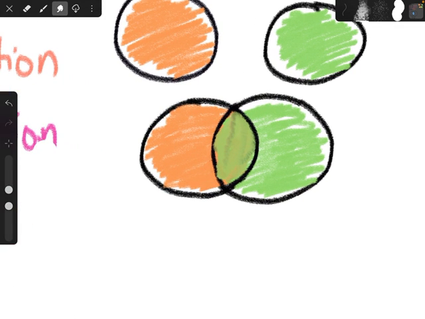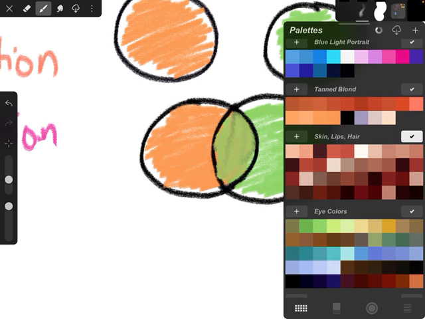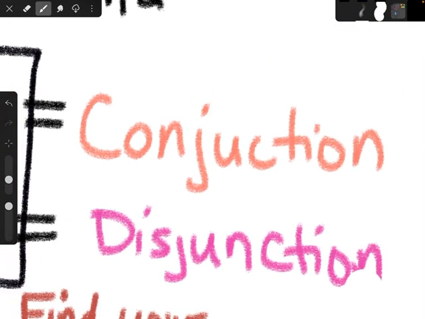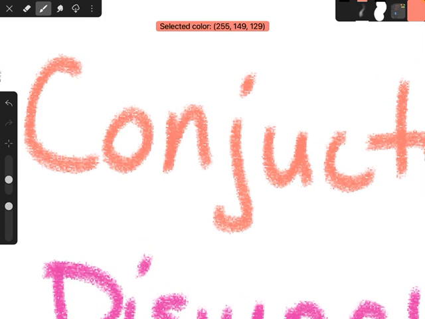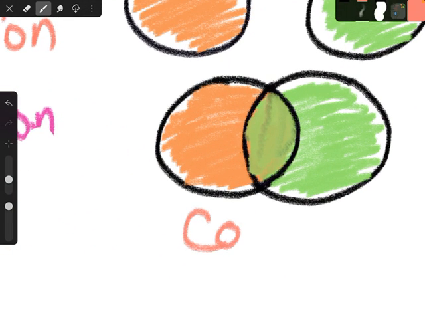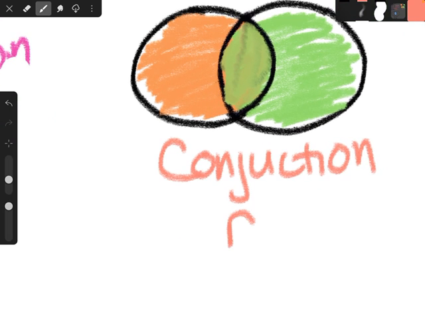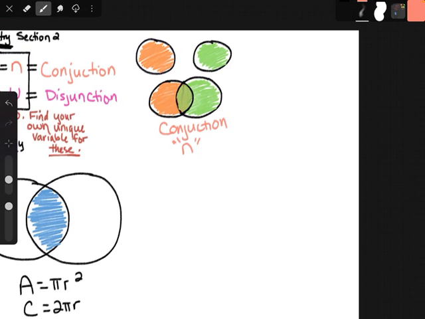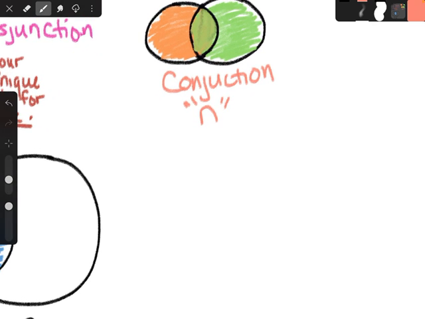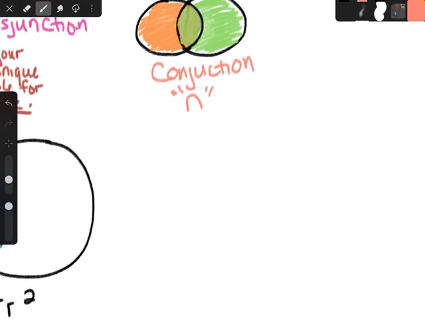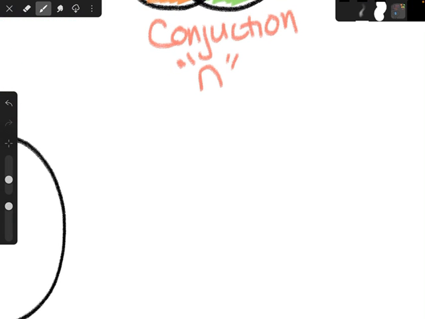Oh, man, I changed the colors. Okay. That is the example of an and, or of conjunction, right? This is conjunction. Or in mathematical terms, it is and. So that's its nickname, that's its variable. Now let's go to disjunction, right? Totally opposite of conjunction, right? It's the or part. And we're going to write this out and see if we can do the same exact thing, right?